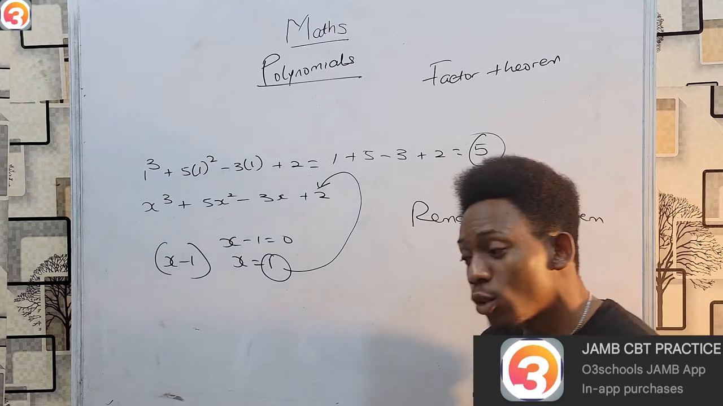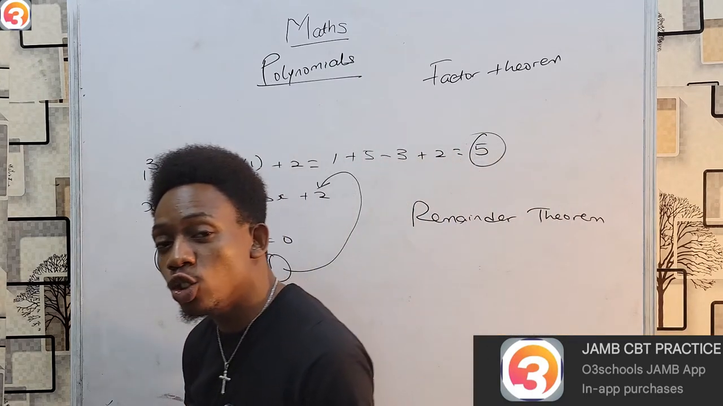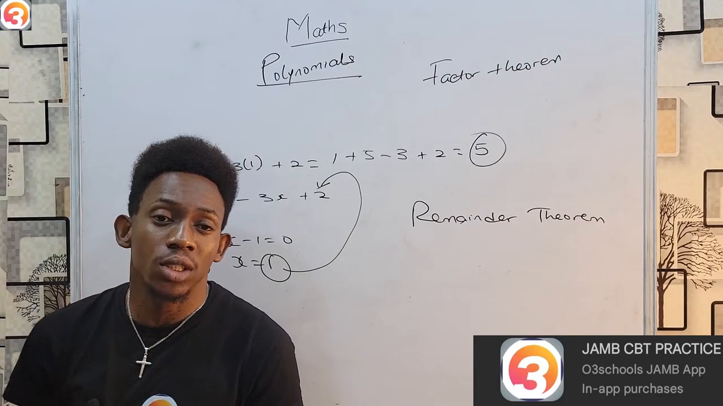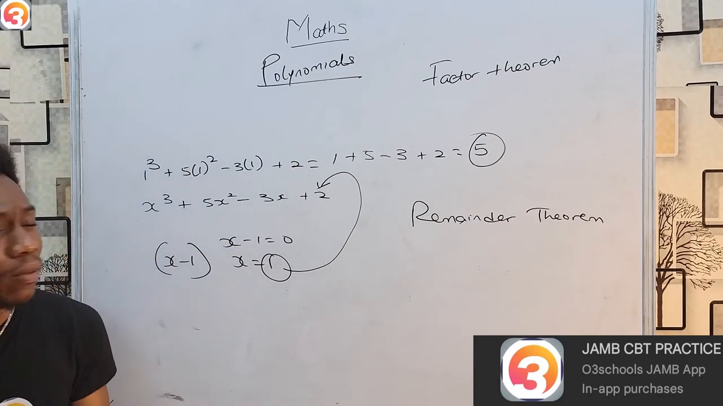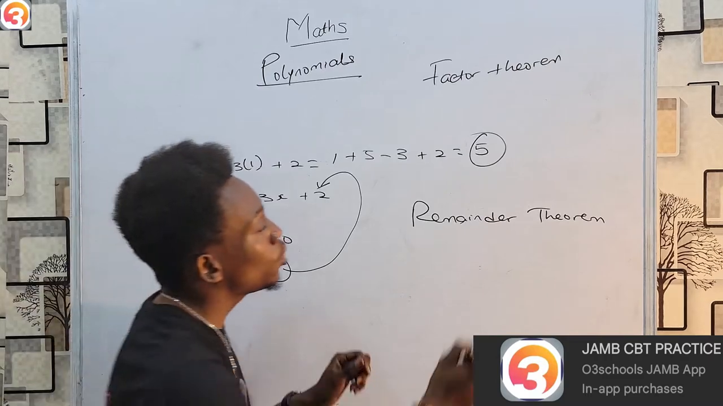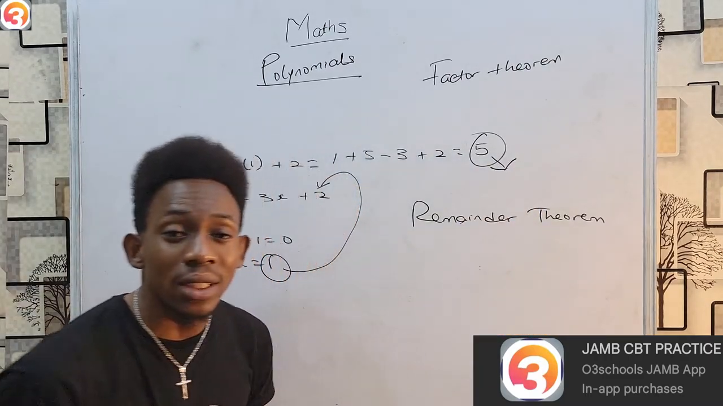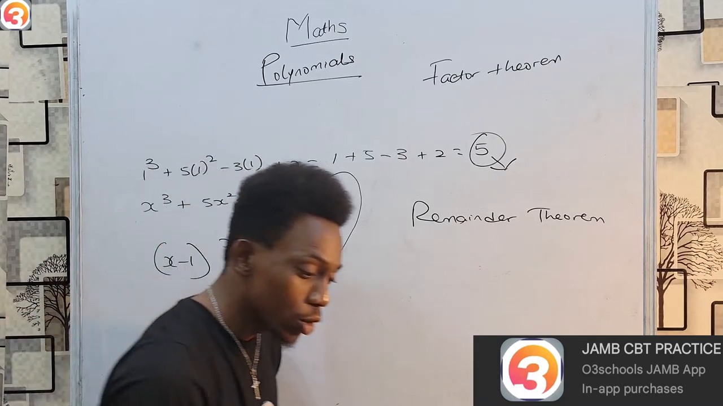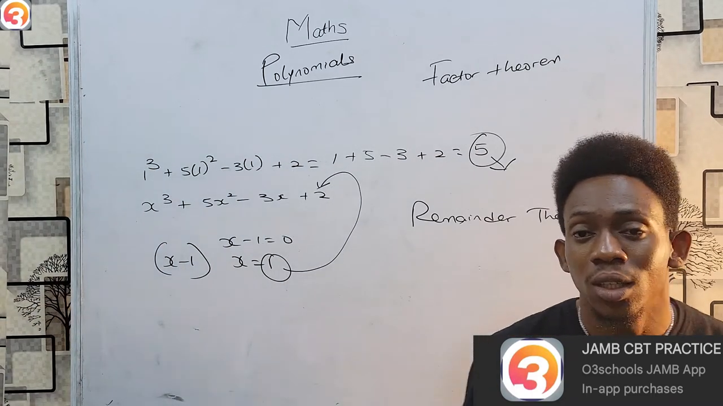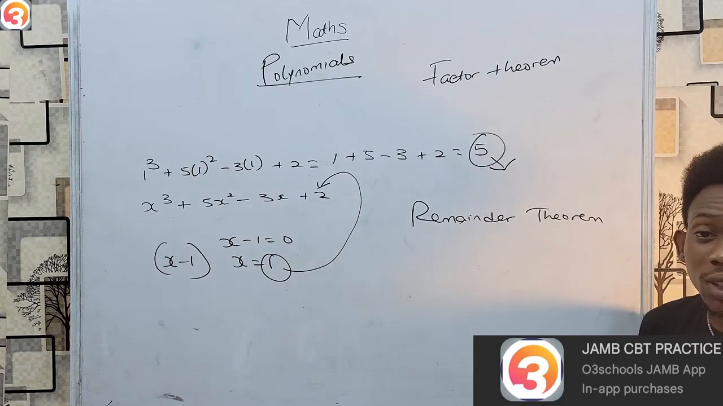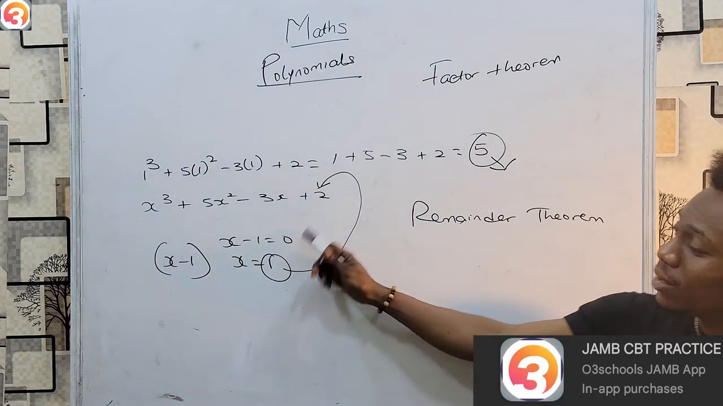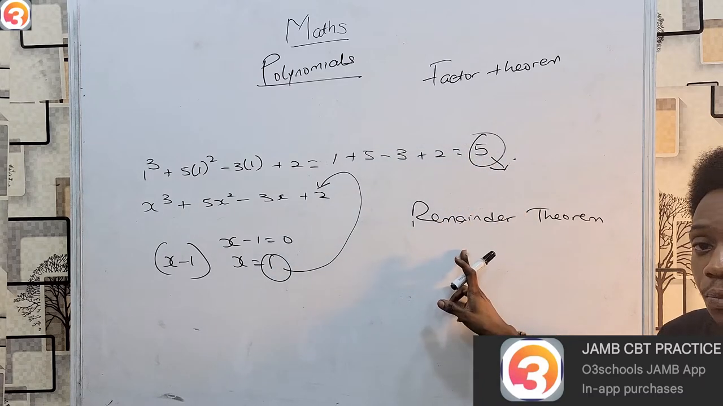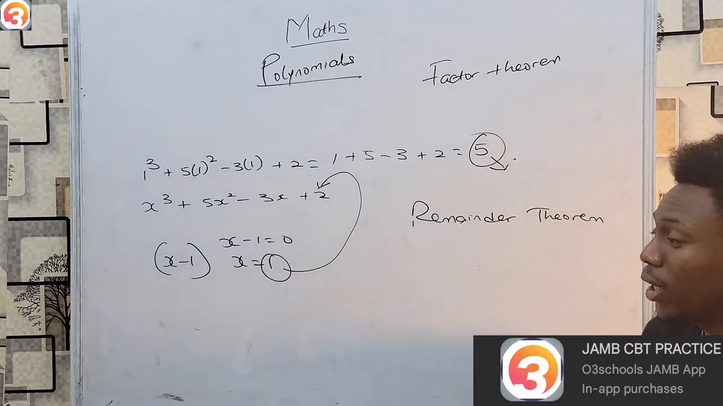However, if it is not a factor, that must mean that when I divide, there should be a remainder. So if I'm being asked to find just the remainder of the equation, I don't have to go through the long journey of actually dividing. Whatever number I get here when I put it in is automatically my remainder. So the rule is, if you're being asked to find the remainder, you don't have to bother going through the long process of division. So we put this in, and whatever you get at the end of the day gives you the remainder. If it gave you 0, that means it's a factor.